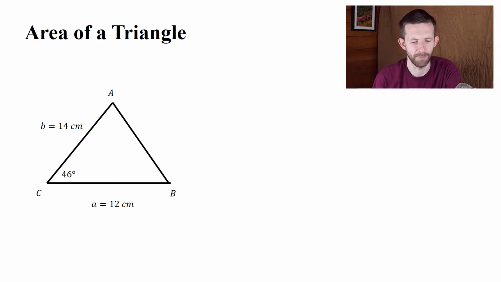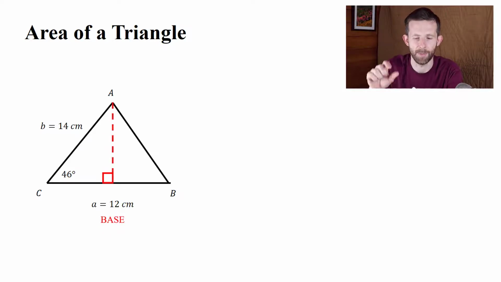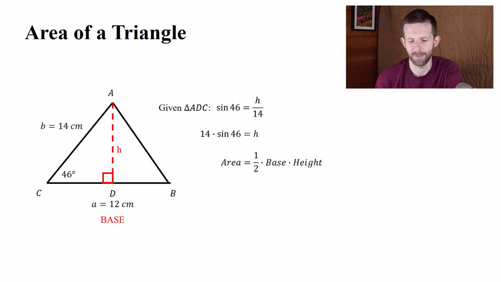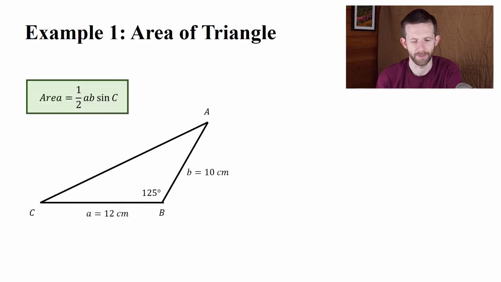Same idea, I've got triangle ABC. I've got the base, which is 12 centimeters. I'm going to drop a perpendicular to make the height. Notice triangle ADC, sine of 46 degrees is the opposite side, which is h, divided by the hypotenuse, which is 14. I can solve for h here. Area is 1/2 base times the height. Area is 1/2 times 12 times 14 times sine of 46, which is 60.4 squared centimeters.